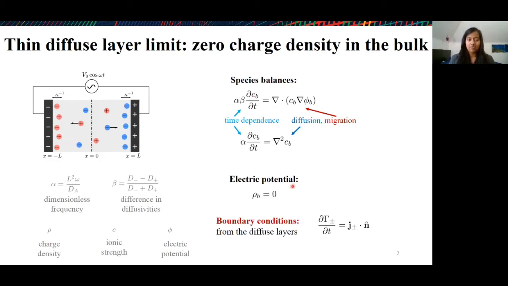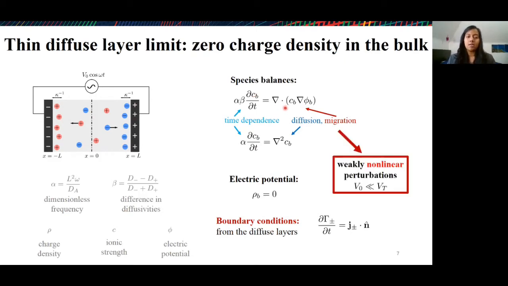Here, I want to point out that we're not completely ignoring the diffuse layers, but instead, we are separating the solutions of the diffuse layers from the bulk, and the diffuse layers affect the bulk through the boundary conditions. Now, the remaining species balance equations are still nonlinear because of this electric migration term. And so to proceed, we use perturbation expansions. Particularly, we use weakly nonlinear perturbations to still capture the nonlinear effect that is a steady electric field.